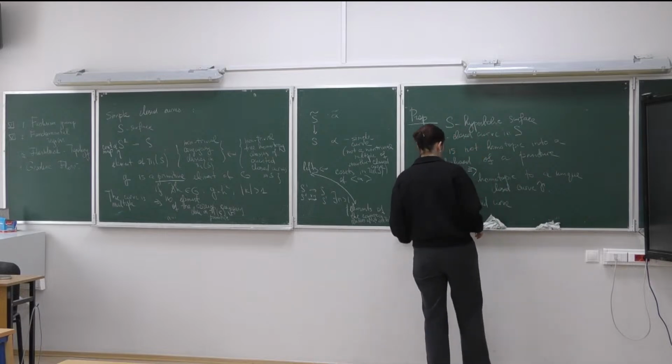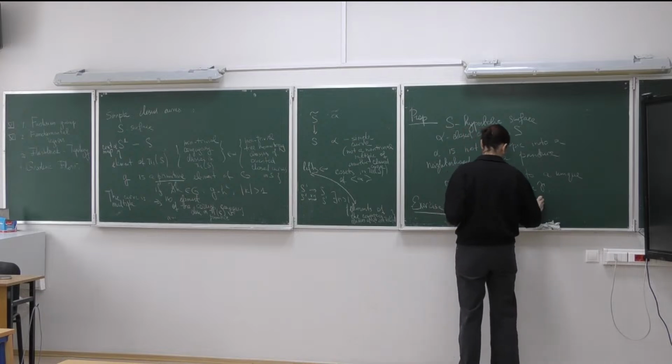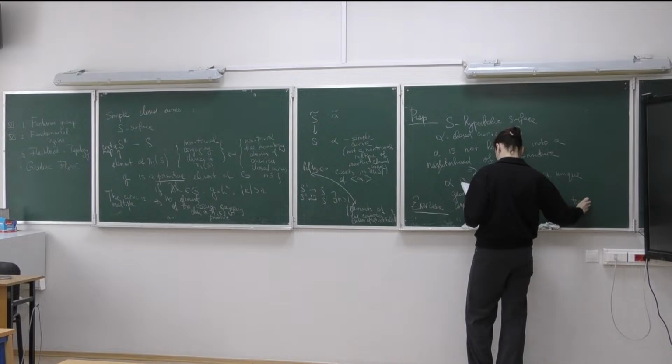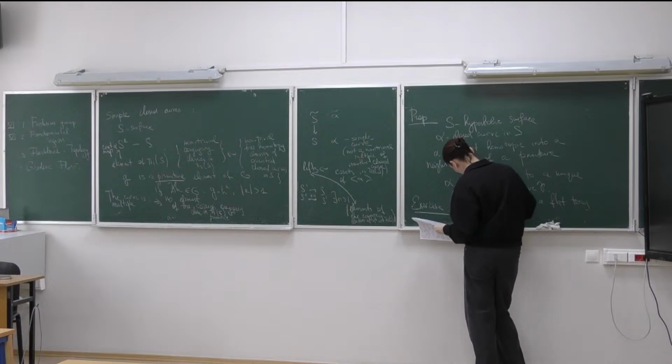So it's an exercise that any closed curve alpha on a flat torus is homotopic to a geodesic. Of course, the corresponding geodesic is not obliged to be unique.